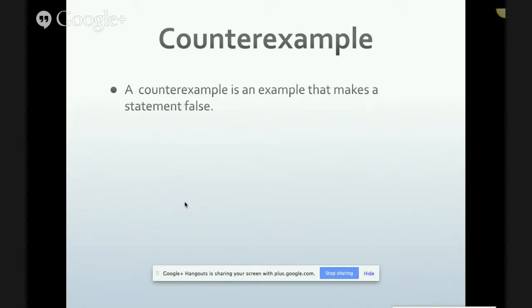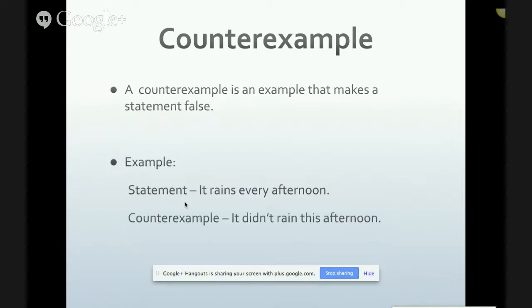Counterexamples are simply an example that makes a statement false. For example, it rains every afternoon. The statement doesn't have to be a conditional, neither does the counterexample. A simple counterexample to it rains every afternoon is, it didn't rain this afternoon. So those are the basics of logical reasoning. And from there, we can build on, which is what the project for this unit will be.